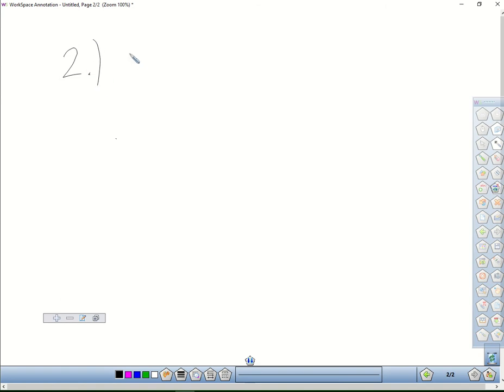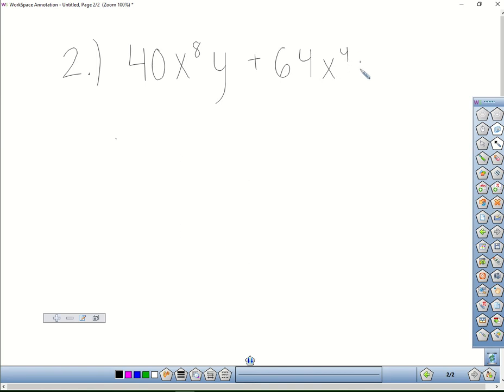I'm going to be jumping around because I'm going to be picking questions that I want to address with you and then having you try some on your own as well. So we're looking at 4x to the 8th y plus 64x to the 4th y. So greatest common factor is the biggest number and/or variable to what power you can divide each equation by. Okay, so what can I divide both these equations by?